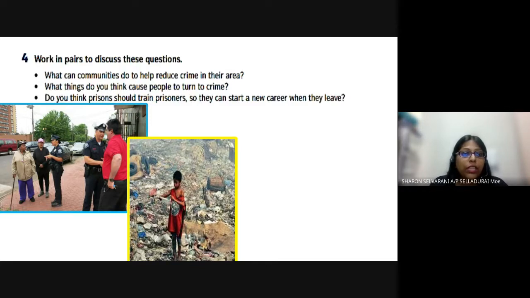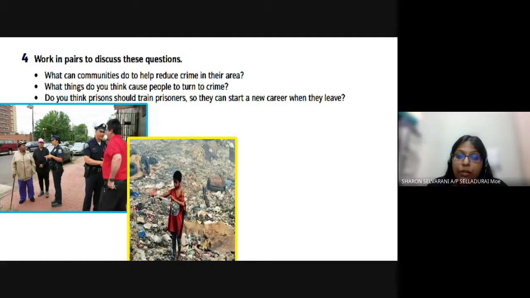Okay. Do you think prisons should train prisoners so they can start a new career when they leave? When people are caught for crime and sent to prison, do you think prisoners must be trained to do something? So when they come out and they still have no money, they will definitely continue stealing food, right? So do you think they should be trained to do something? Yes or no? Yes. All right. They must be trained.